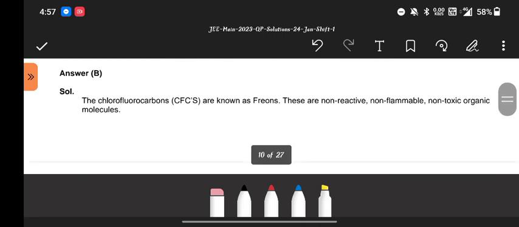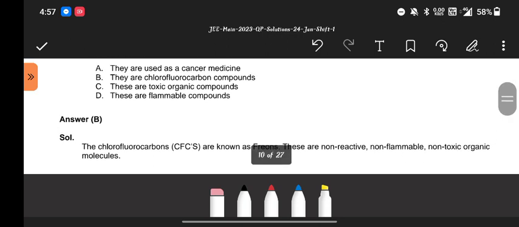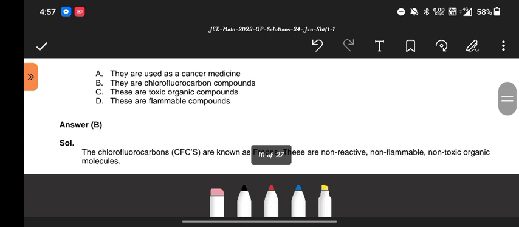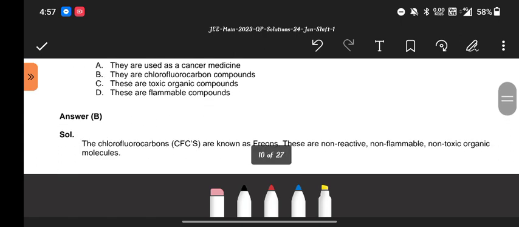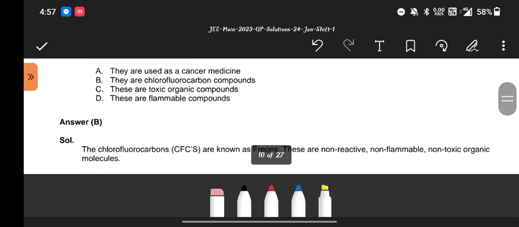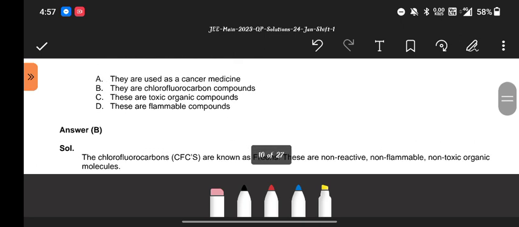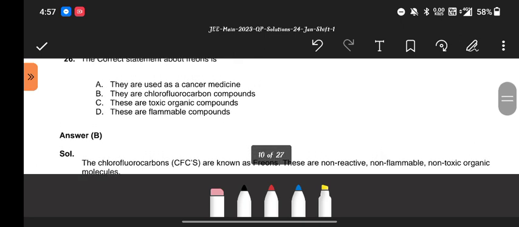The chlorofluorocarbons are known as freons. These are non-reactive, non-flammable, and non-toxic organic molecules. So the correct statement is option B: they are chlorofluorocarbon compounds.